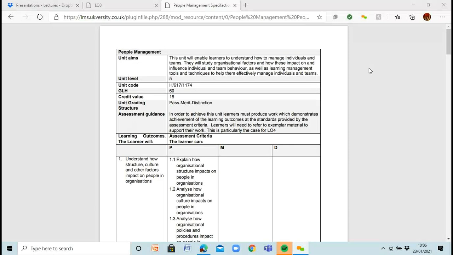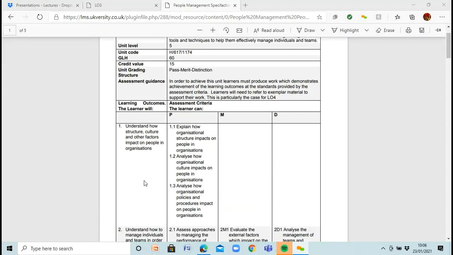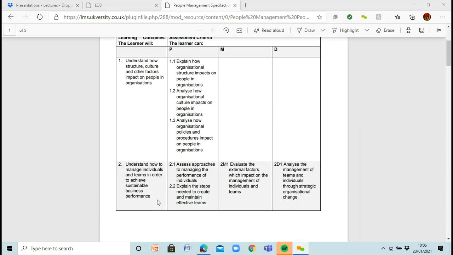Good morning. Today we're going to be looking at the people management unit again. On our previous sessions, we looked at learning outcome 1, where we were looking at understanding how structure, culture, and other factors impact on people in organizations. So we looked at the 3 assessment criteria for there.